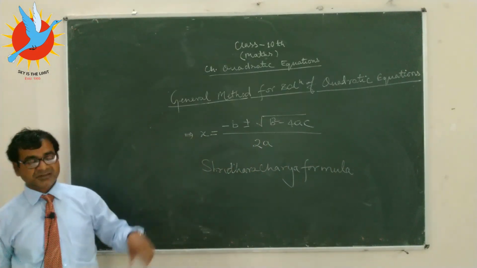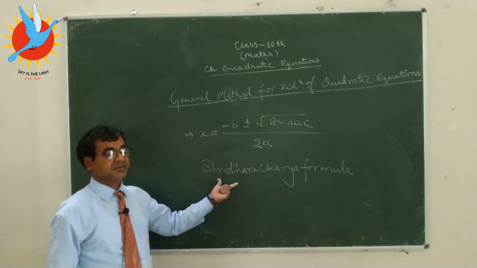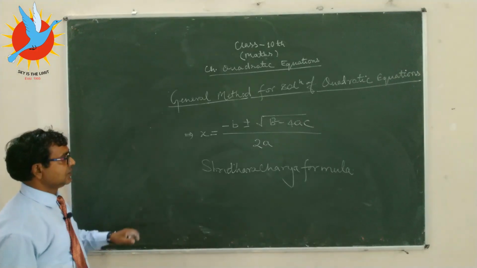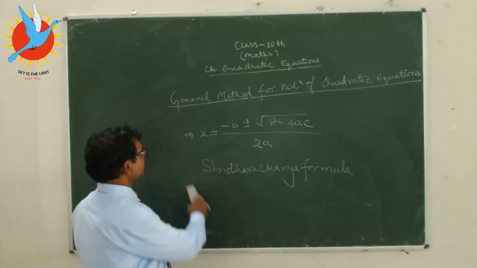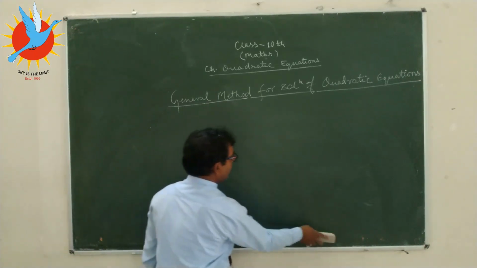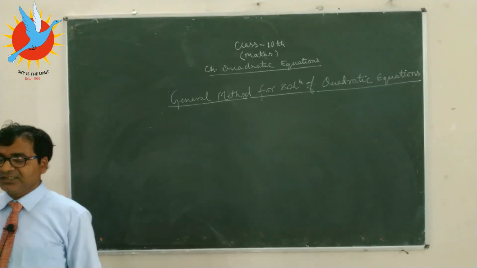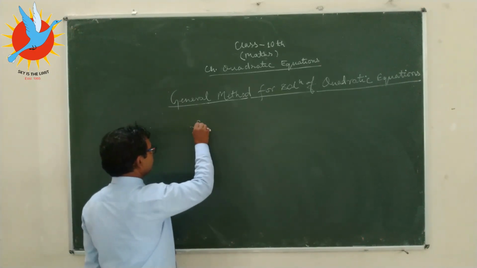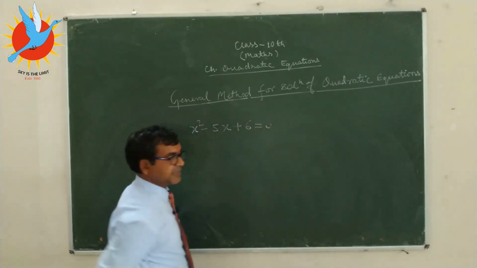Now in exercise 5.3, all the problems are given and you are asked to solve quadratic equations by using this formula, or simply by using Sridharacharya formula. Now let us learn how to use this formula to solve a quadratic equation. Let us take a quadratic equation: x square minus 5x plus 6 equal to 0. This is a simple equation.